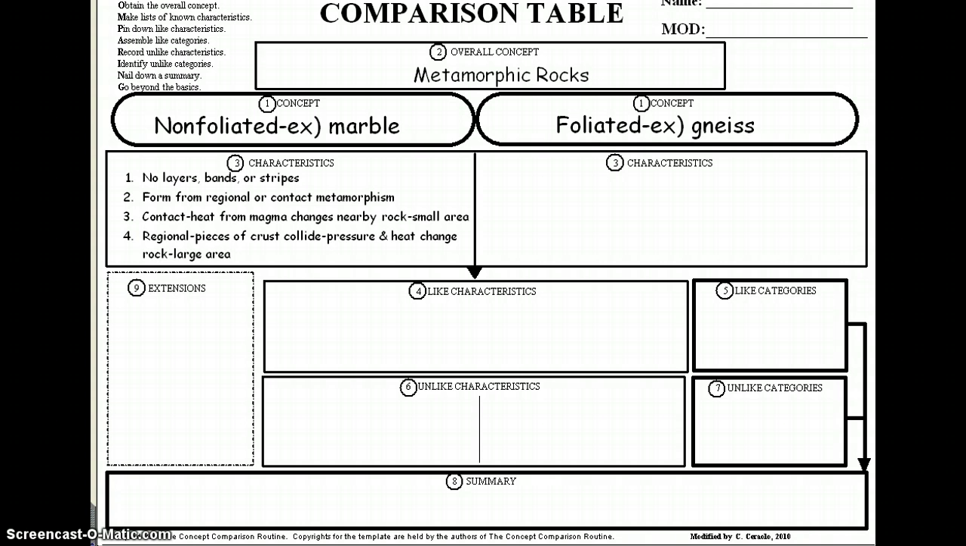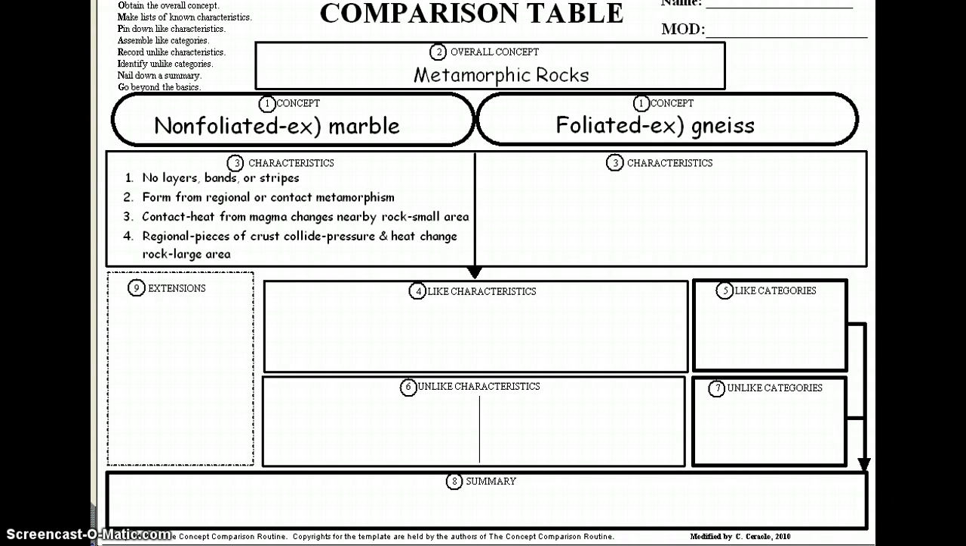So with contact metamorphism, what happens is usually a pluton intrudes rock located inside the earth, and what it does is it heats up the nearby rock and causes it to metamorphose. Regional metamorphism, on the other hand, covers a very large area. And this happens when pieces of Earth's crust collide. A lot of times rock gets buried and it is put under extreme amounts of pressure and heat, which causes a rock to change and metamorphose.